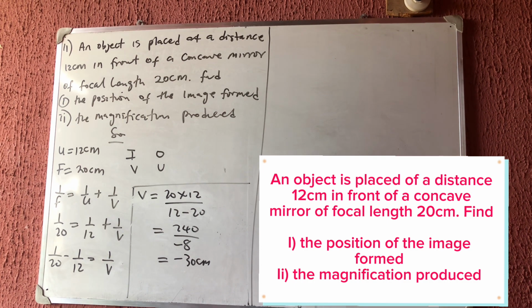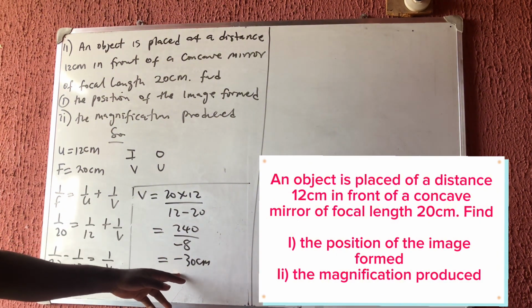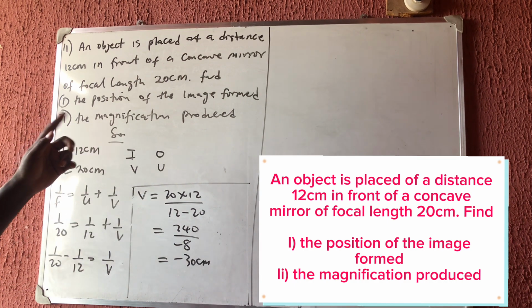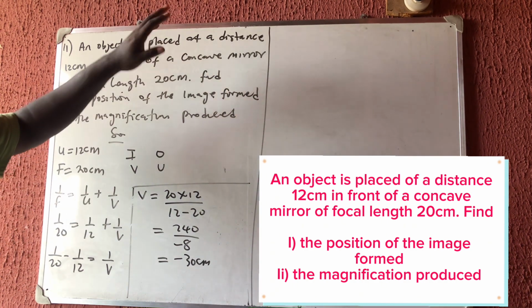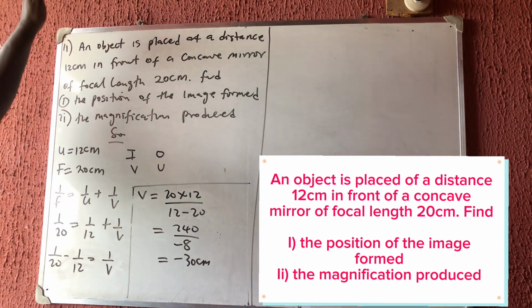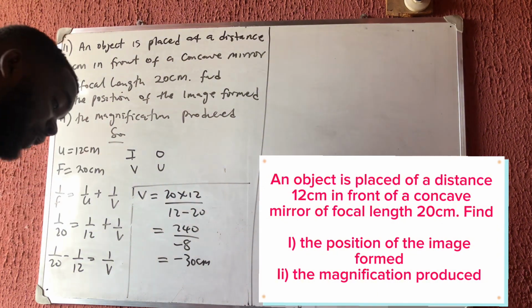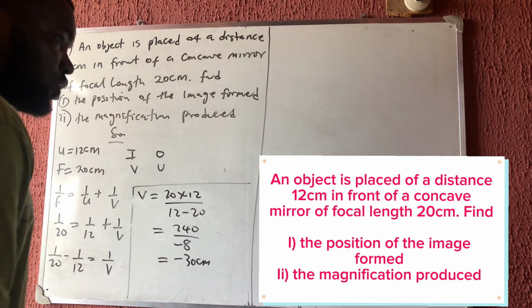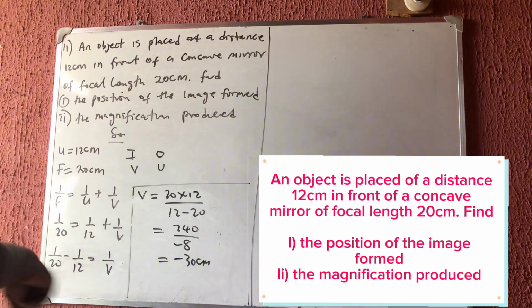So for me to get my magnification, what are the characteristics of when your V is negative? If your V is negative, first of all, it shows that the image is formed behind the mirror, and it is erect and magnified. It's a virtual image, not a real image.